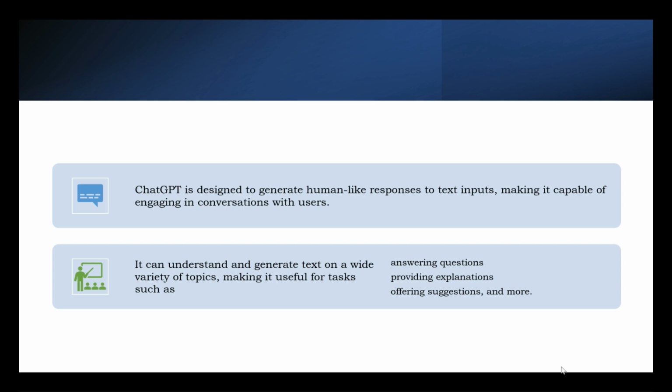ChatGPT is designed to generate human-like responses to text inputs, making it capable of engaging in conversation with users. That is, whatever questions we give, it is going to answer them, providing explanations and offering suggestions and more. That means it understands and generates text on a wide variety of topics, making it useful for tasks such as answering questions, providing explanations, offering suggestions, and more.